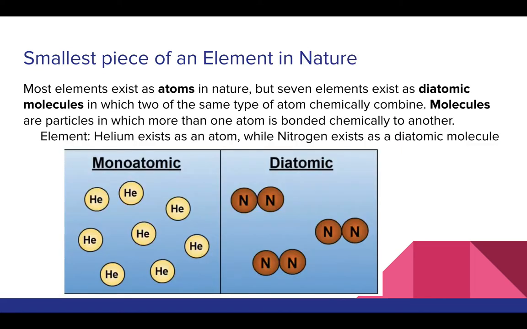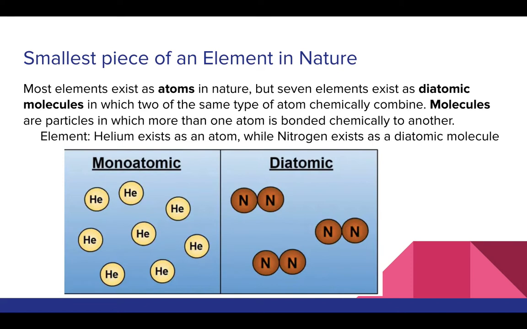Now, the smallest piece of an element in nature. Most elements, their smallest piece is an atom. Most elements exist as atoms in nature. And an atom is just a single particle that has the properties of that element. However, there are 7 elements that exist as what we call diatomic molecules.